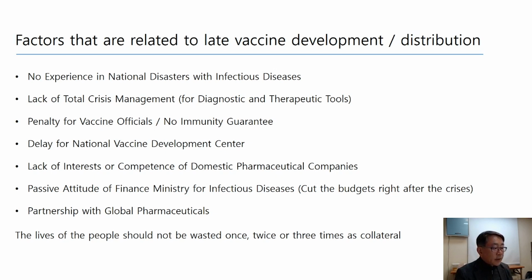And the seventh and last factor is partnership with the global pharmaceuticals. Either the government or South Korean pharmaceutical companies didn't have much partnership with the global pharmaceuticals. I think this partnership or connection is important in getting the vaccine earlier and at a reasonable price.